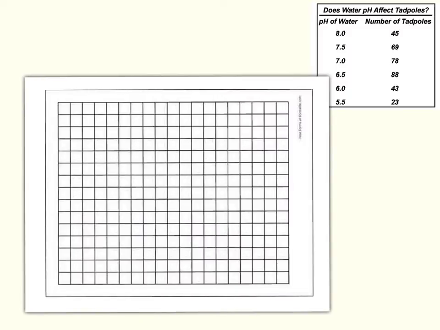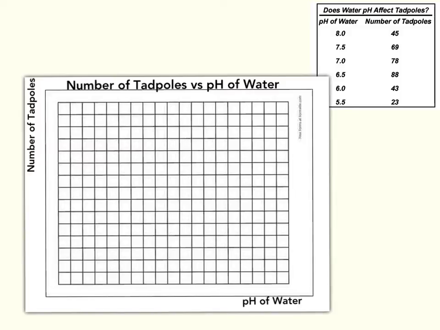Now we'll look at another set of data, showing the pH of water and how it relates to the number of tadpoles. If you look at the data, it's hard to tell the relationship, so let's graph it. I will show each of the steps without the narration. Here you can see I've labeled the graph and also labeled the y and x axes. pH of water goes on the x-axis because it is the independent variable. The number of tadpoles goes on the y-axis because that's the dependent variable.